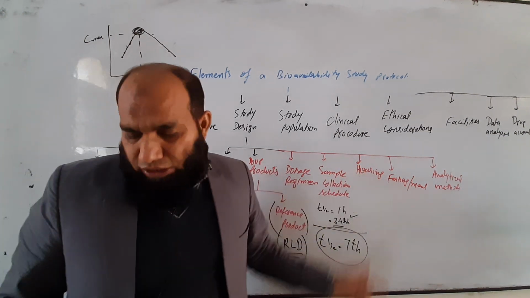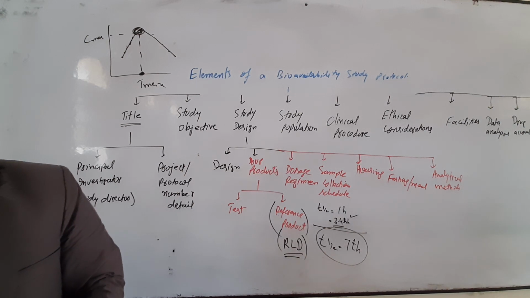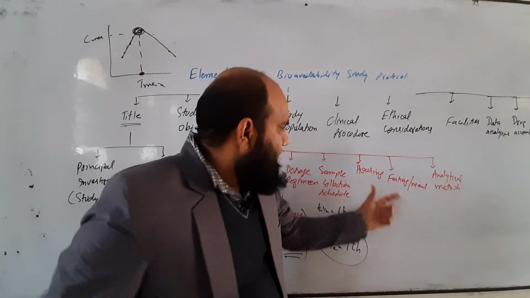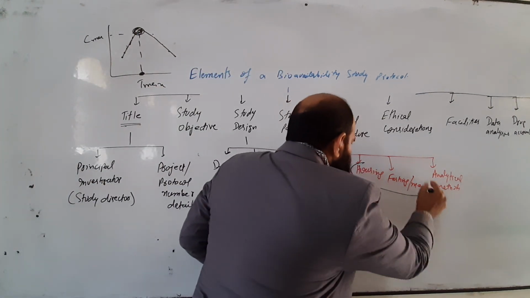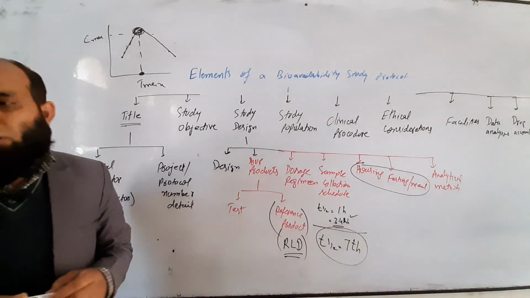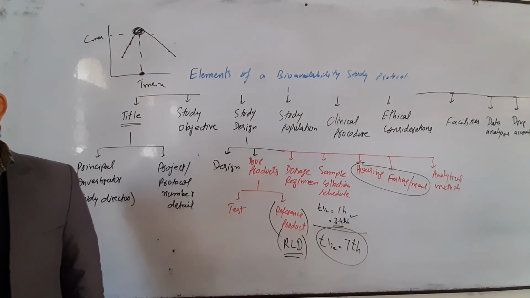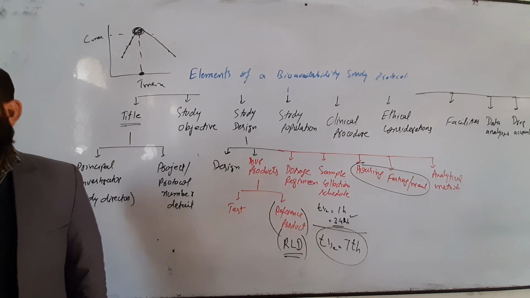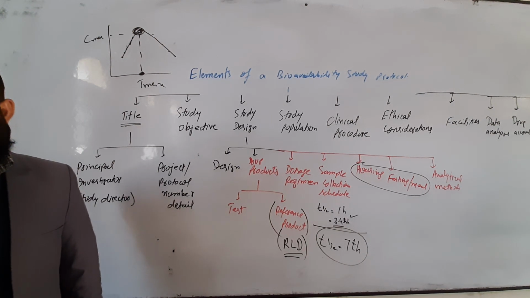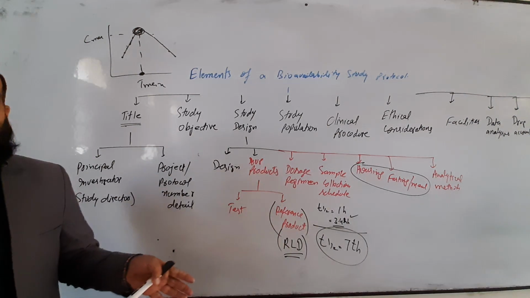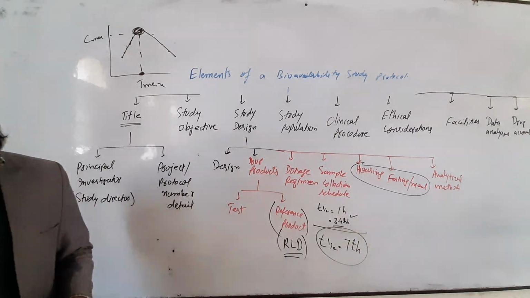Next is housing, and another is confinement. In case of housing or confinement, these conditions are directed towards the volunteers. How many facilities should you provide to the volunteers? You should provide them a comfortable environment. You should provide a balanced diet. You should keep them fasting before the study, and also provide a balanced meal.